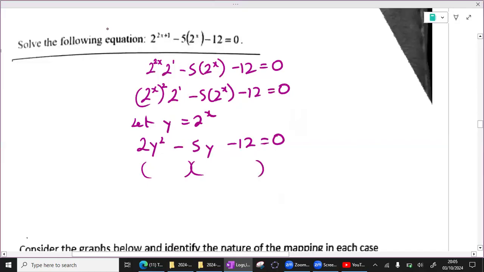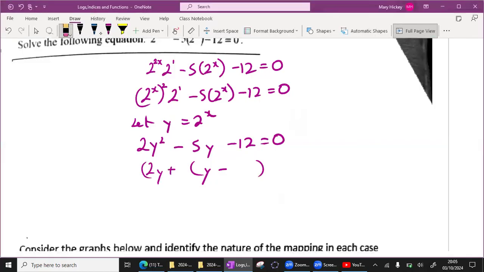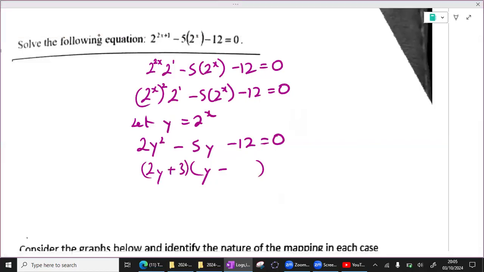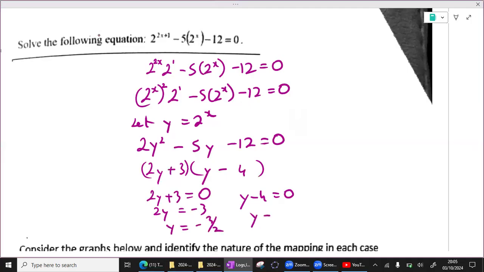So we open up 2 brackets, 2y and y. The minus means the signs have to be different. So we're going to go with plus and minus, for example, and 4 and 3. Is that right? 4 and, oh no, sorry, it's not 4 and 3, it's 3 and 4. So just switch them around. 3 minus 8, yeah, so that works. So we have 2y plus 3 is equal to 0, and y minus 4 is equal to 0. So that's 2y is equal to minus 3, y is equal to minus 3 over 2, and y is 4.